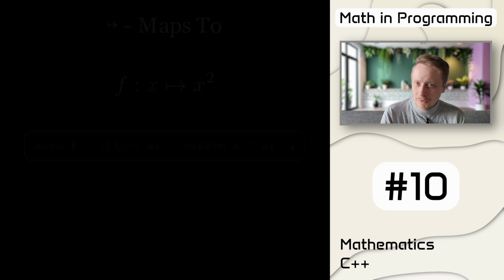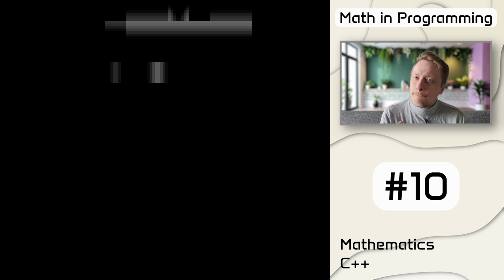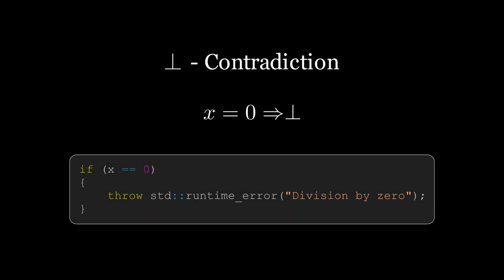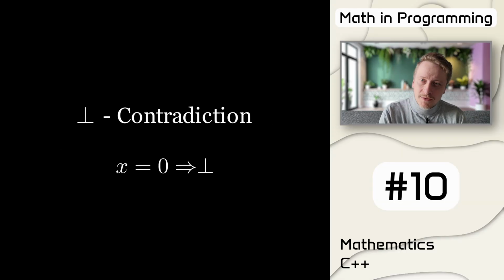Finally, let's talk about contradiction, the symbol for an impossible or undefined state. In math, this shows up in cases like if x equals 0, then we have a contradiction, like trying to divide by 0. In programming, we handle these situations by throwing an error or an exception. For example, if a function tries to divide by 0, we can raise an exception to signal that something has gone wrong. This is how we handle logical contradictions. The program stops and lets us know there's a problem, just like in math when an expression becomes undefined.